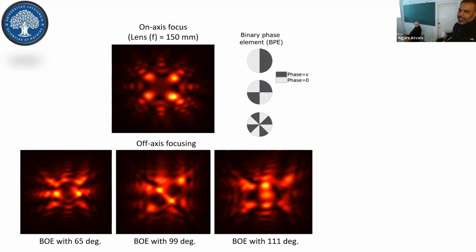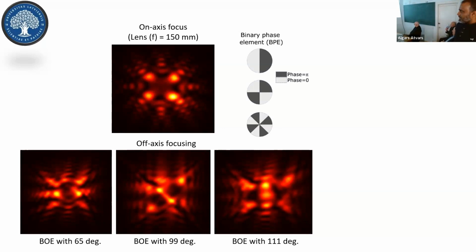If you want to trap a particle exactly in the center, you look at the center, it is a dark center. The dark center is surrounded by 4 highly concentrated lobes. So these kinds of structures can easily be used for particle trapping applications. This experimental result corresponds to on-axis focusing. If I move on to off-axis focusing, I get very, very peculiar structures.